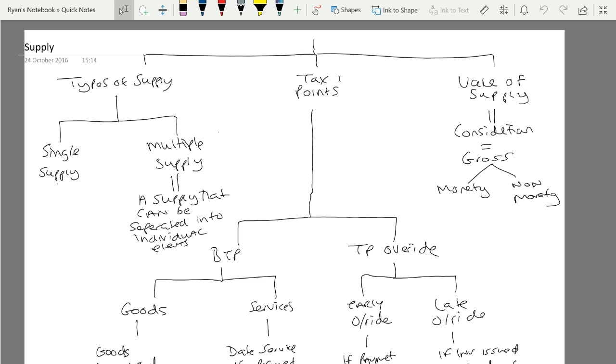The other thing is the value of supply. So what's the consideration? When we look at the value of supply, consideration is always deemed to be gross, okay? And when we look at consideration, it's not necessarily monetary. For example, barter transactions are transactions where no money changes hands. If I am an accountant, I can offer to do your tax return. You're a builder, you can offer to build a fence. Probably a bad example, but I was going to say build a house, but they're probably not going to build a house for a tax return.